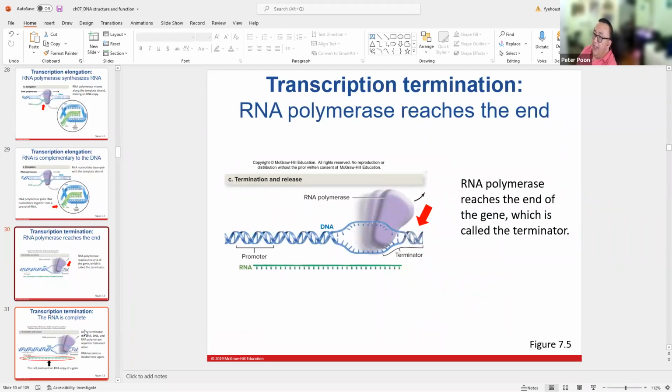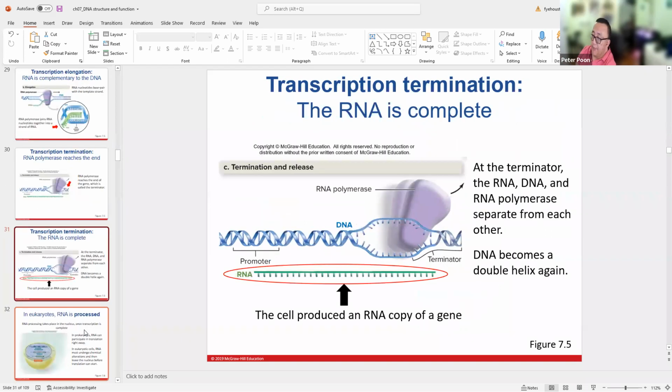And last but not least, it reaches the end of the gene. At the end of the gene, there's a region called the terminator region. And it wobbles basically. You can see it wobble in that picture, and it falls off. And then you're done.